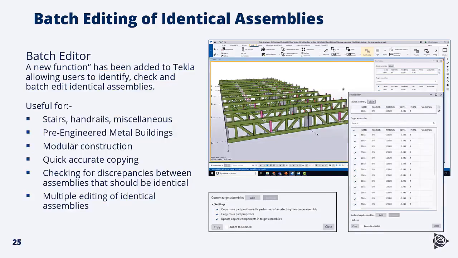Now moving on to batch editing of identical assemblies. This new function has been added to Tekla and it allows users to identify, check and batch edit identical assemblies, such as stairs, handrails, miscellaneous items, particularly in pre-engineered metal buildings or modular construction buildings. It allows for quick, accurate copying. It checks the discrepancies between assemblies that should be identical, checks they're all identical for you, and allows for multiple editing of identical assemblies.